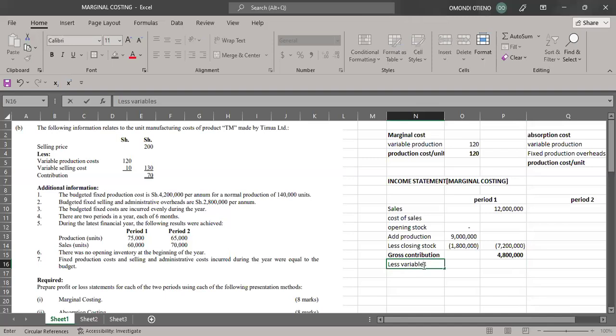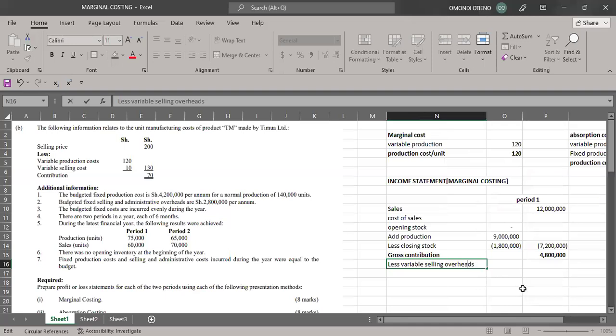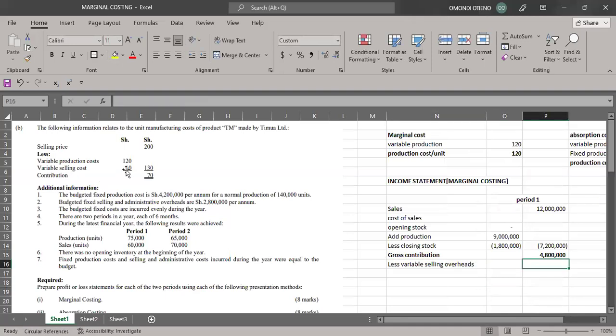Then to that, we need to less variable selling overheads. So variable selling overheads, do we have any? Yes. Variable selling overhead is equal to 10 shillings per unit. Now I have the 10 shillings per unit.